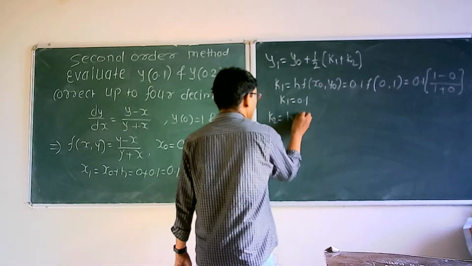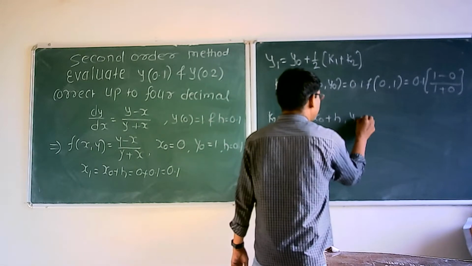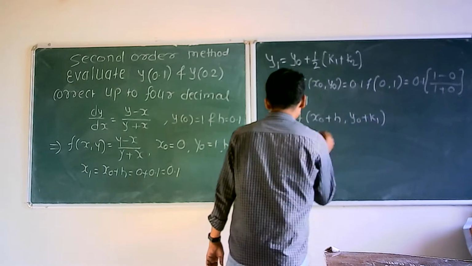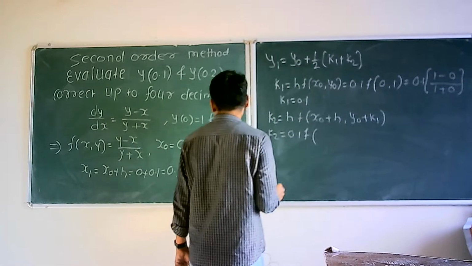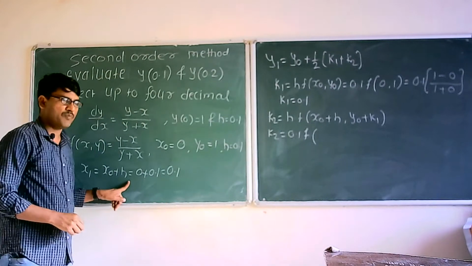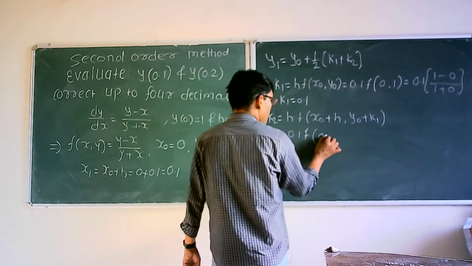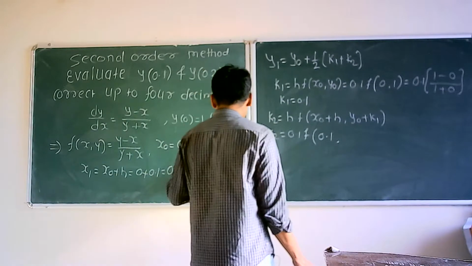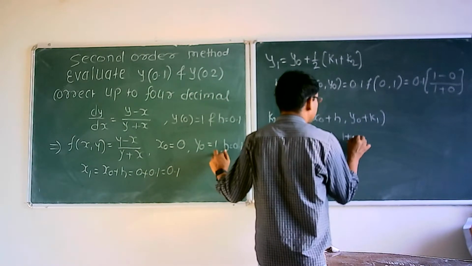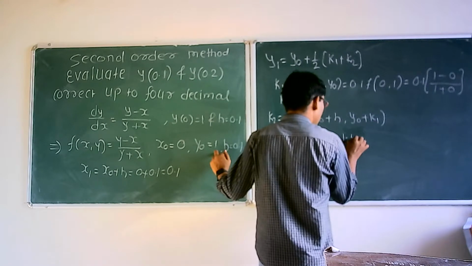K2 is equal to h f of (x0 plus h, y0 plus k1). So k2 is equal to 0.1 f of x0 plus h. Here we have obtained the value of x0 plus h, it is nothing but x1, which is 0.1. And y0 plus k1: y0 is 1 plus k1, 0.1, so it is 1.1.